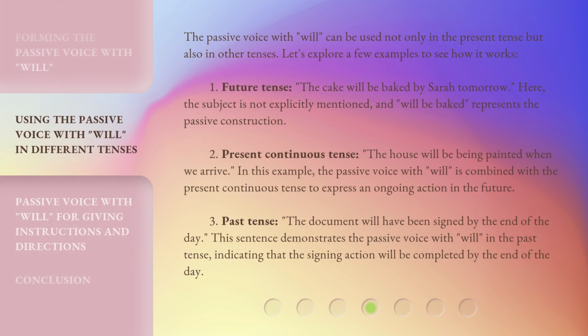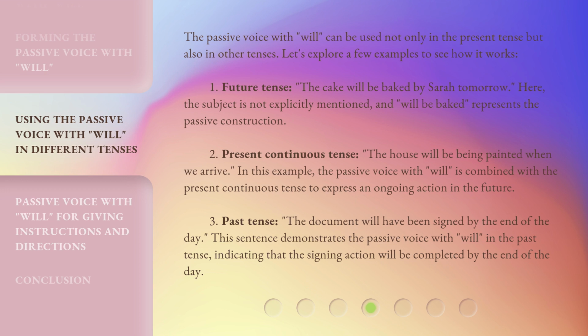The passive voice with will can be used not only in the present tense but also in other tenses. Let's explore a few examples to see how it works. 1. Future tense, the cake will be baked by Sarah tomorrow. Here, the subject is not explicitly mentioned, and will be baked represents the passive construction.